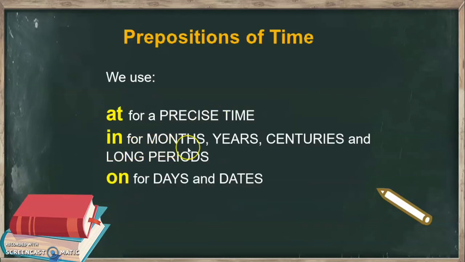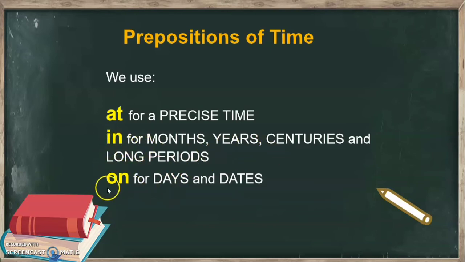In is used for months: January, February, June, July, September, December. In June, in December, in March. We don't say on March, we say in March. Same for years: in 1999. I grew a hair. Just kidding. And for a century, one century is equal to 100 years, and for long periods of time we use in.